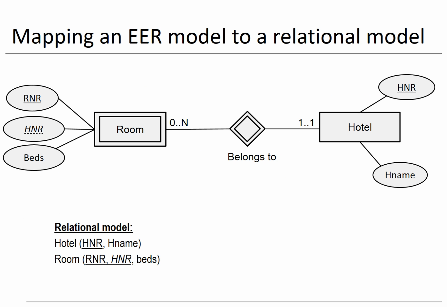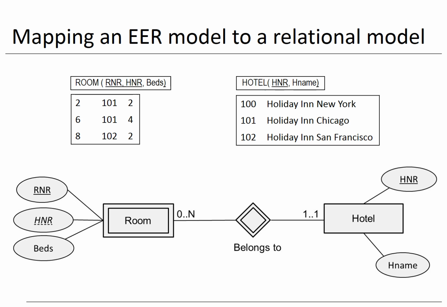Here you can see our earlier example. Room is a weak entity type which is existence dependent on hotel. We created 2 relations, hotel and room. Room has a foreign key, hotel number, which is declared as not null and refers to hotel. Its primary key is the combination of room number and hotel number. Here you can see some example tuples. It can be clearly seen that all four cardinalities are nicely supported by the relational model.